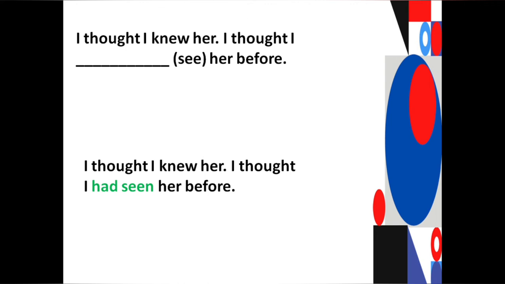What was the first action that happened here? I thought I knew her. I thought I had seen her before. So the first action is that I had seen her before, and my next thought was, I think I know her. So I thought I knew her. I thought I had seen her before. Okay, that's when you use the past perfect.